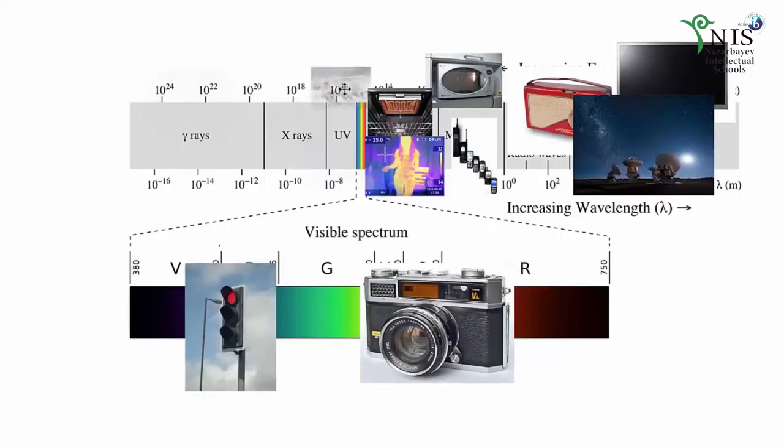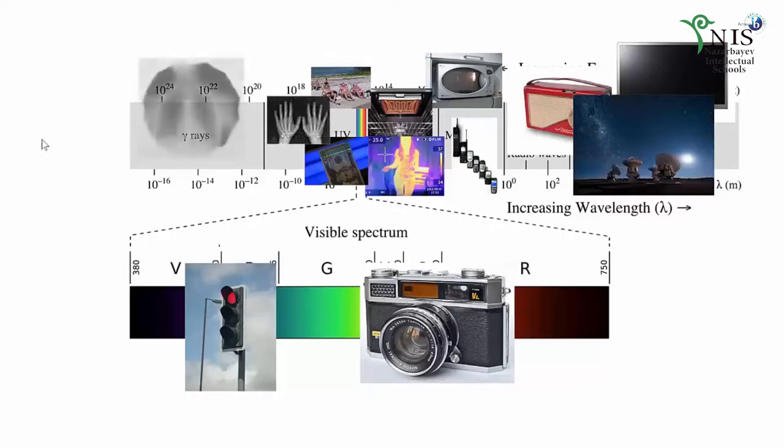Ultraviolet light we use when we're sunbathing. It gives us sunburn and suntan. And it can also be used, such as here, where an ultraviolet light is revealing a hidden security feature on this banknote. X-rays, well, fairly obviously, they are used for medical imaging, as are gamma rays. Gamma rays can also be used to treat cancer as part of radiotherapy, and also to sterilize objects.